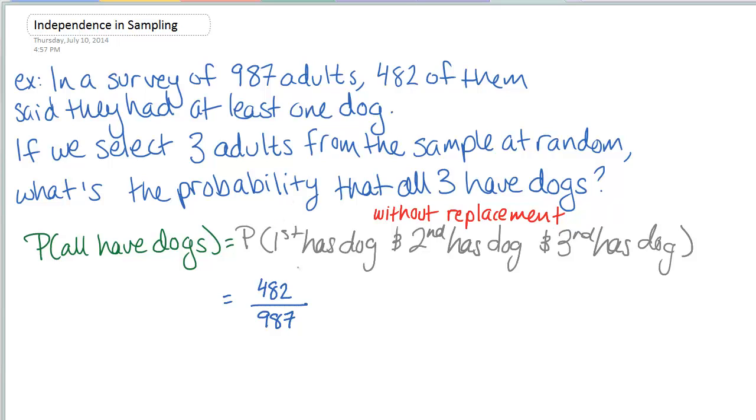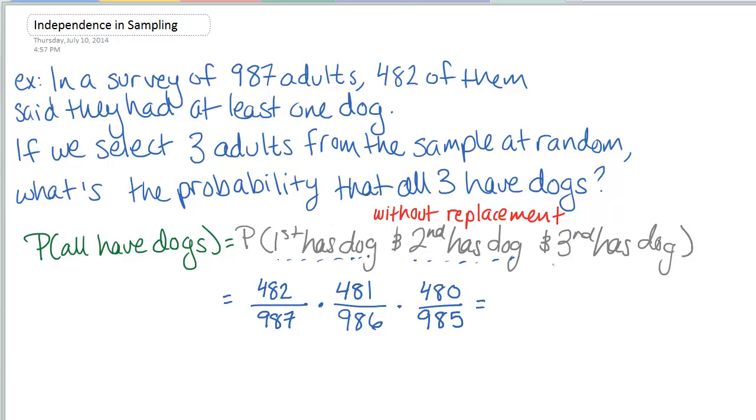But if we're not replacing, then when we go to the second person, the probability that they have a dog, well, there are only 481 people that have dogs left. We've already taken one out, since we have to assume that the first person has a dog. The total also goes down, so 986. And when we get to the third person having a dog, again, we have to assume that the first person has a dog and the second person has a dog. This is that conditional probability. So now there are only 480 left out of 985.